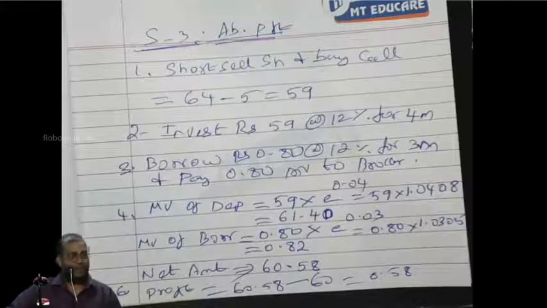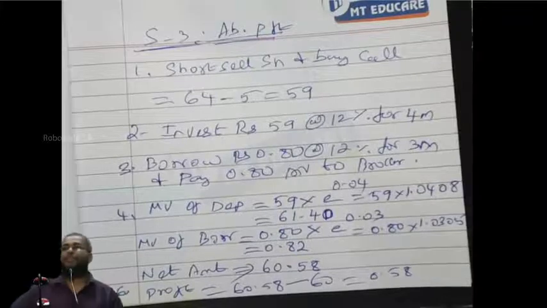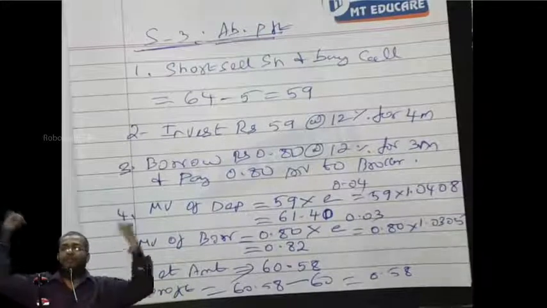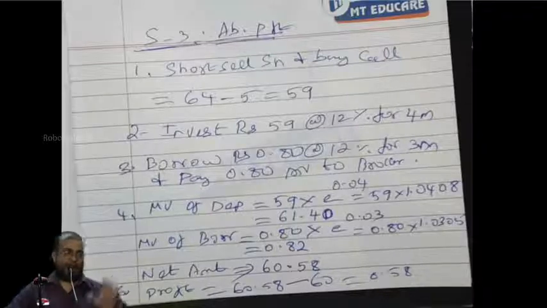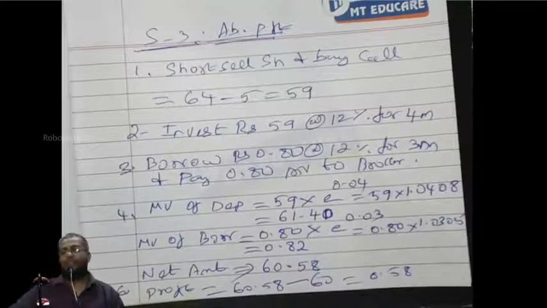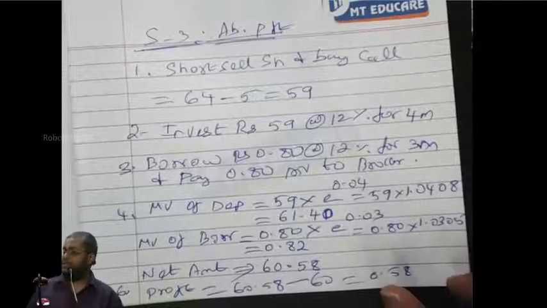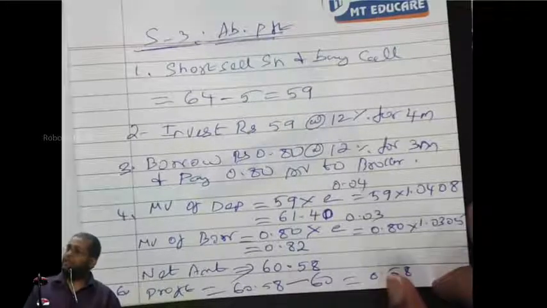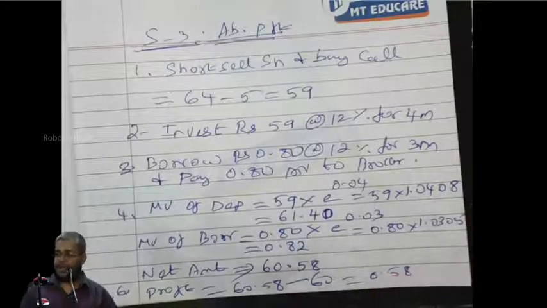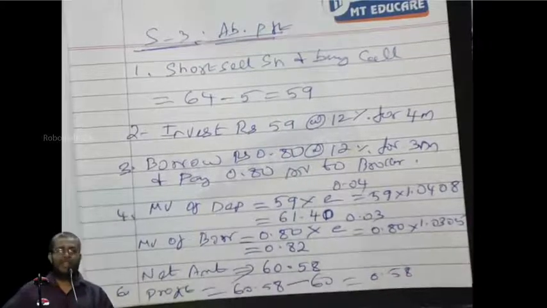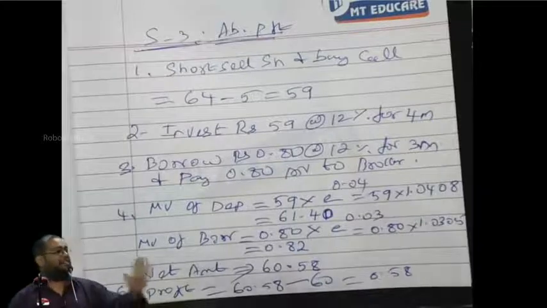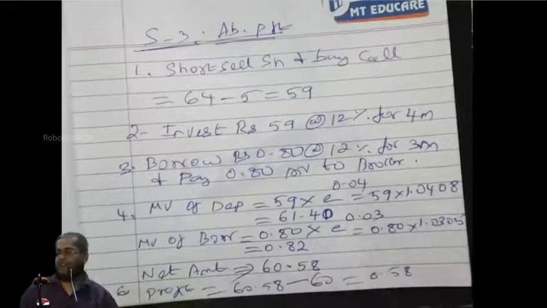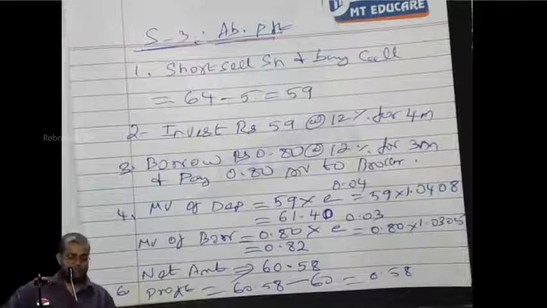0.58 into e power minus 0.04 is equal to 0.58 into 1 by, everybody tell me, 1 by what? 1.0408. 0.58 into 1 by 1.0408 is equal to how much? 0.56. What is this 0.56? It is the difference between the actual call value and the minimum call value. Actual value is 5, minimum is how much? 5.56.